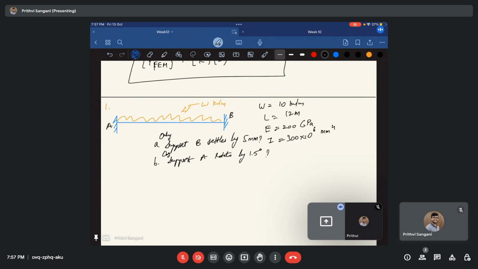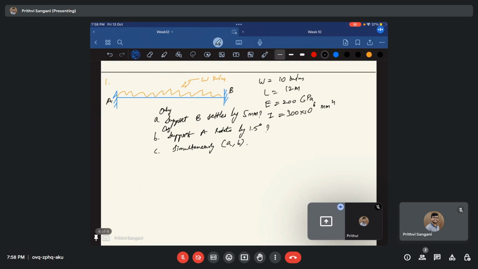Now, what are the forces? What is the bending moment? What is the shear force generated because of this? You have the external load coming, a support settlement at B, and a support rotation at A. Both are not the same, and it is again not happening simultaneously. If it is happening simultaneously, we can do that too. Maybe C, simultaneously, A comma B.